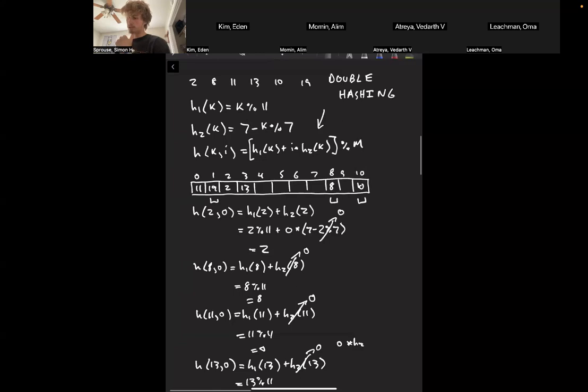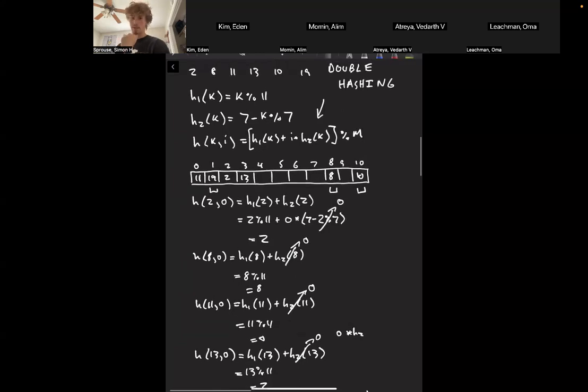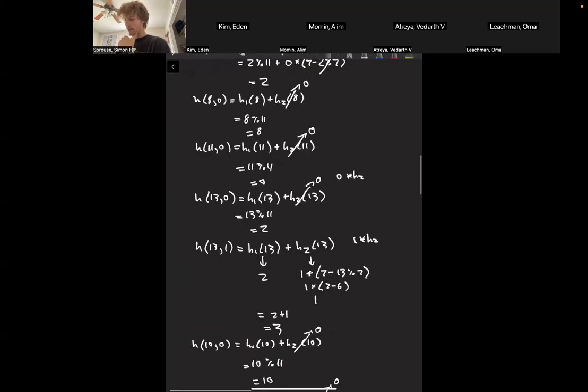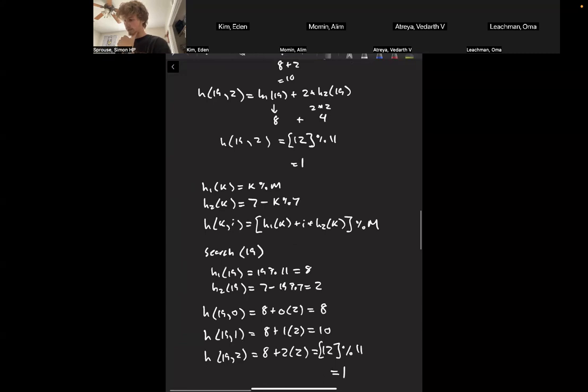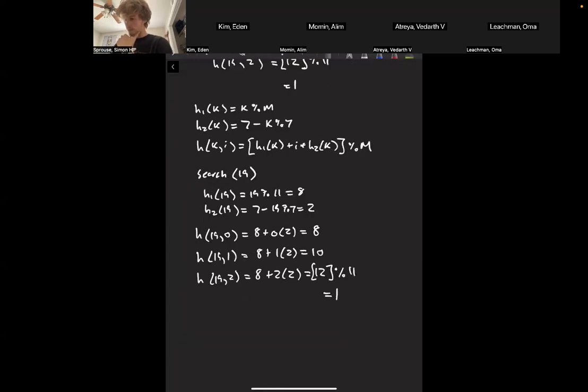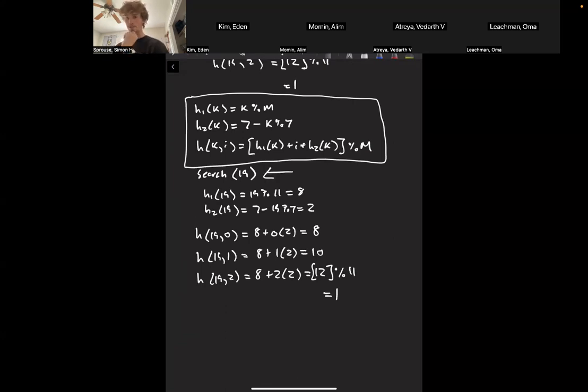Double hashing essentially accomplishes the same thing, but it has less chance of developing clusters, so it is a better algorithm. Here we rewrote the formula. So the whole formula is this. And the search formula is literally you just take the hashing formula and walk backwards until you find what you're looking for. In this case, we did end up finding what we're looking for.